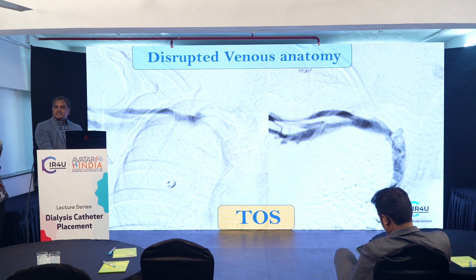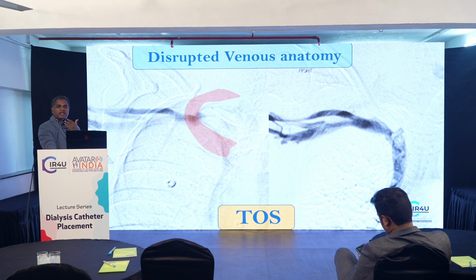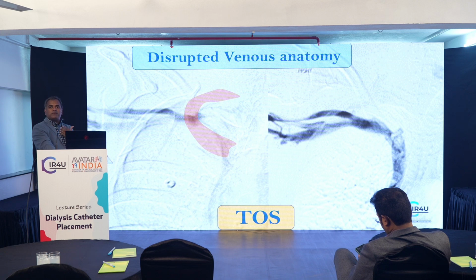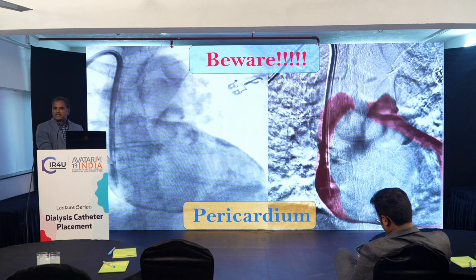Out of all this, sometimes you come across young patients having some issues with the venous anatomy. So keep an eye on these patients. Sometimes there's something called thoracic outlet syndrome, where the first rib or an extra bone might be compressing on the venous system. So these patients might benefit from surgical resection.